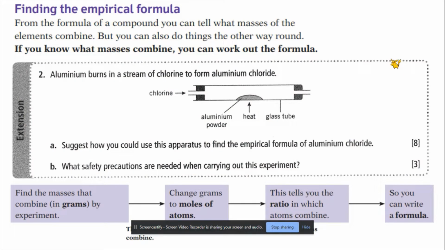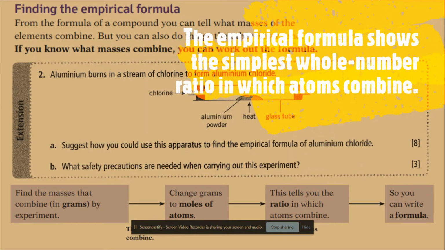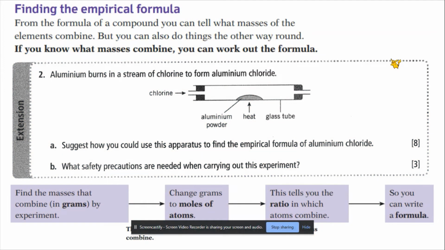So, finding the empirical formula. I need to be able to assume that you understand what empirical formula is. The empirical formula shows the simplest ratio in which atoms combine. From any regular formula that we have in chemistry, I'm sure you've seen formulas such as CH4 for methane, C6H12O6 for glucose.